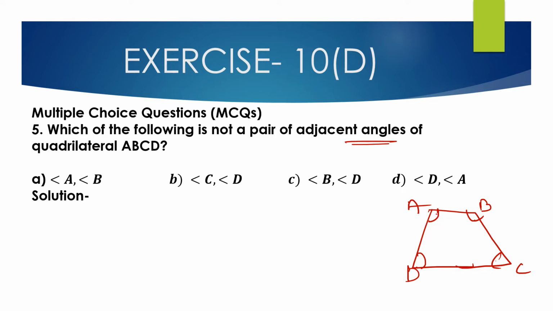A and B are adjacent angles. C and D are also adjacent angles. B and D are opposite angles. So it will be false. D and A are adjacent angles.